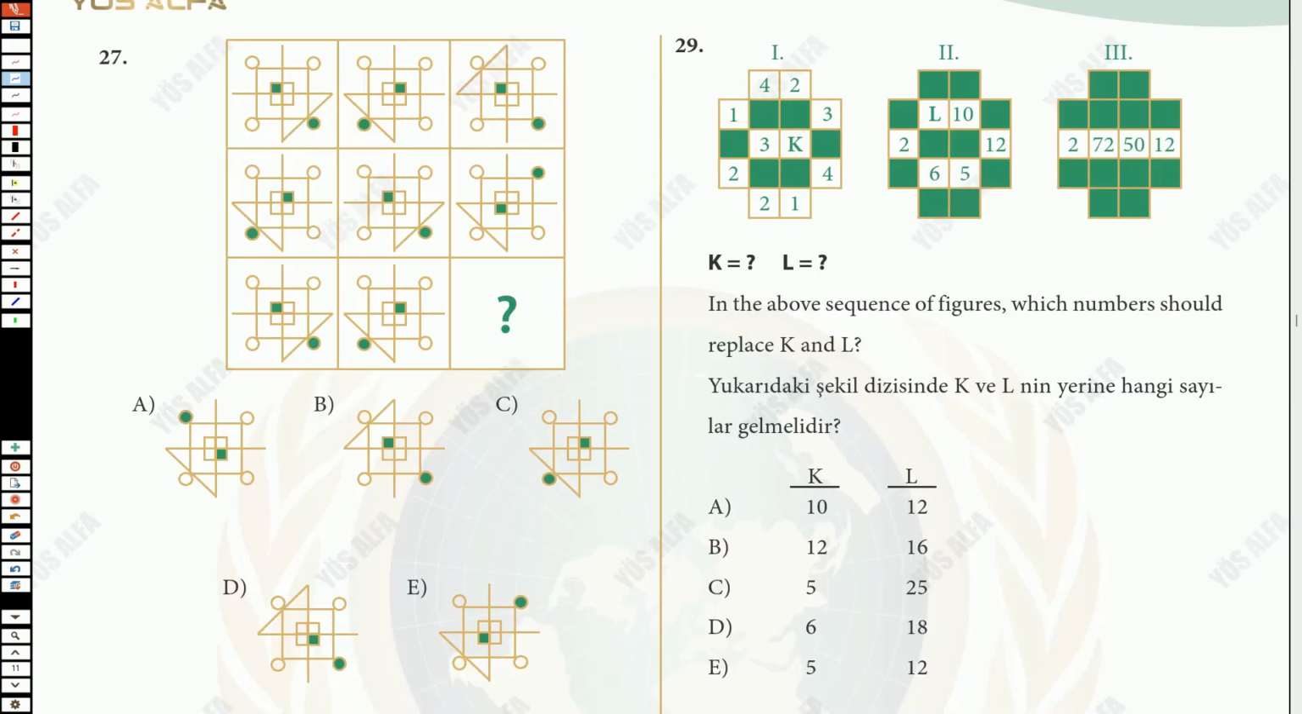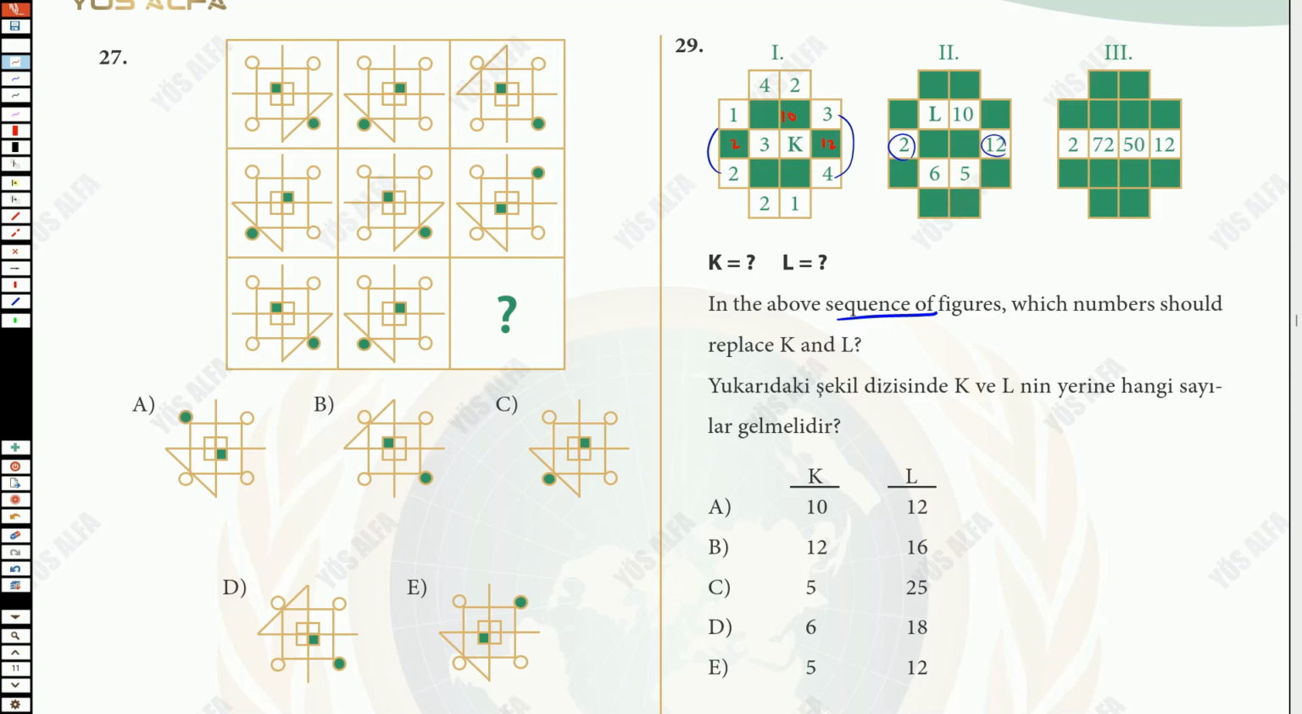Number 29. In the above sequence of figures, which numbers should replace K and L? So there is a sequence of numbers. We need to find out what the sequence is. So the multiplication of 2 and 1 is 2. The multiplication of 4 and 3 is 12. So that's a multiplication sequence. So I'm going to write down this. So 2 times 1 is 2. 4 times 3 is 12. It's given here. And the result is 10.